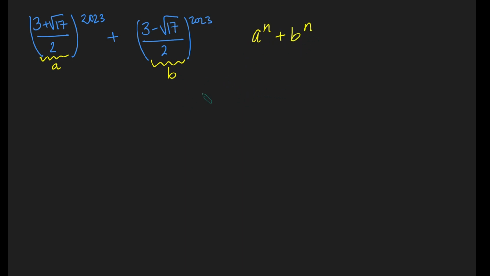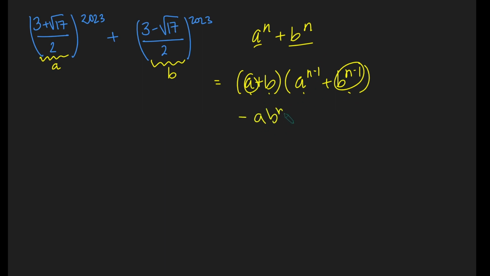And now what we're going to first do with this expression is kind of write this as (a + b) times (a^(n−1) + b^(n−1)). But of course, these two things aren't quite exactly the same because yes, a times a^(n−1) gives us that term, and b times b^(n−1) gives us that term. We're still left with these extra terms, so a times b^(n−1), so let me subtract that off, and b times a^(n−1), let me subtract that off as well.